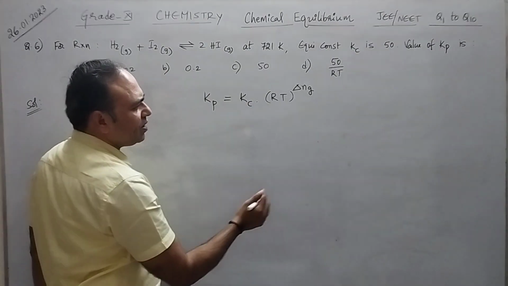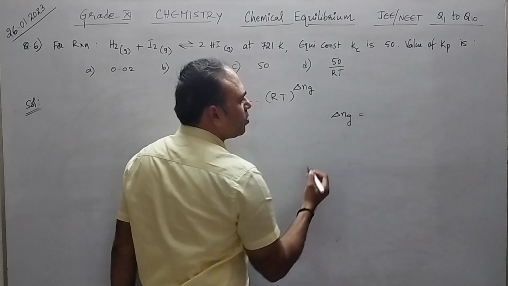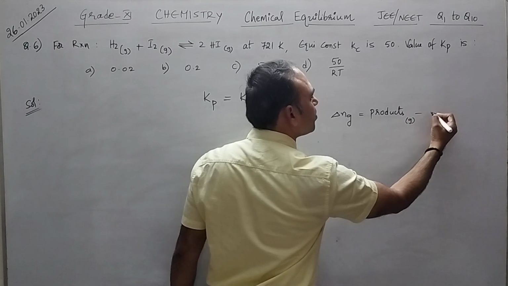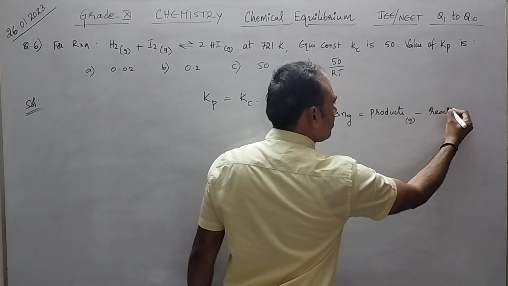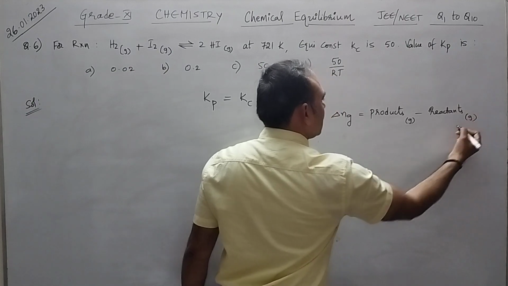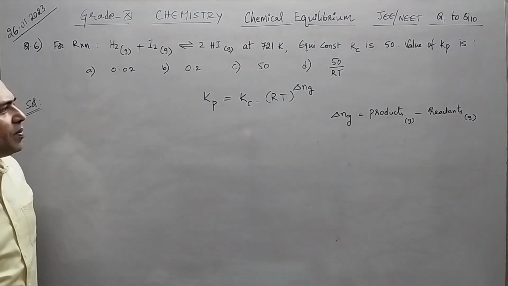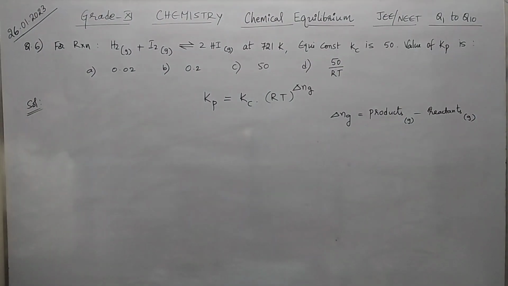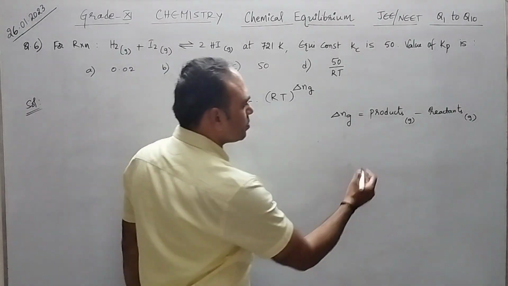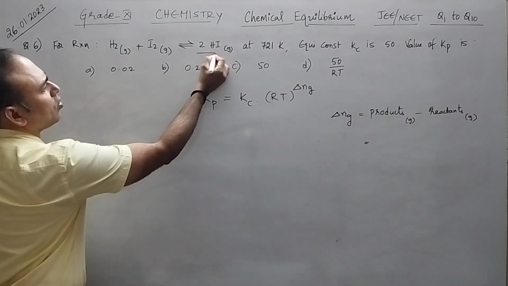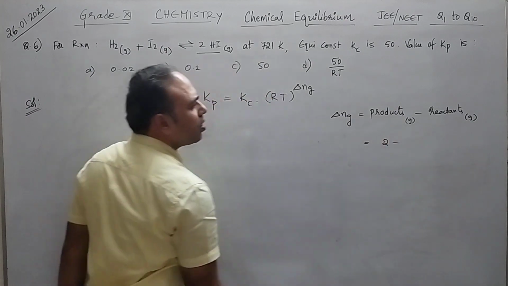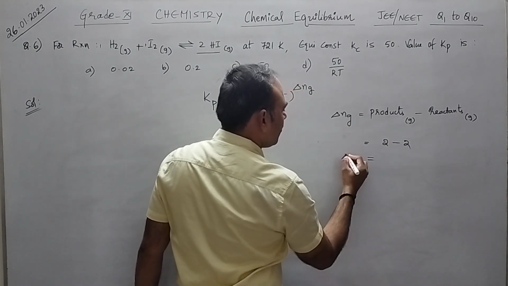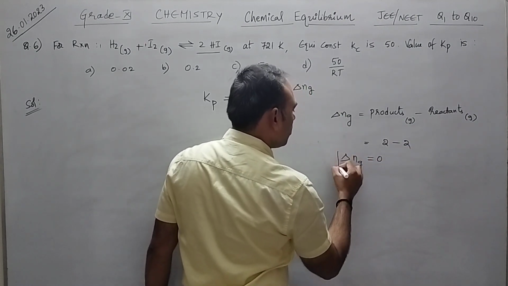So what is delta Ng here? Delta Ng is equal to the number of moles of gaseous products minus the number of moles of gaseous reactants. So first of all, if you know what delta Ng is, then it will be very easy. R is our universal gas constant and T is temperature. For this reaction, products we have 2 HI, hence we can write 2 moles, minus reactants you have 1 and 1, nothing but 2 minus 2. Therefore we get delta Ng is 0.